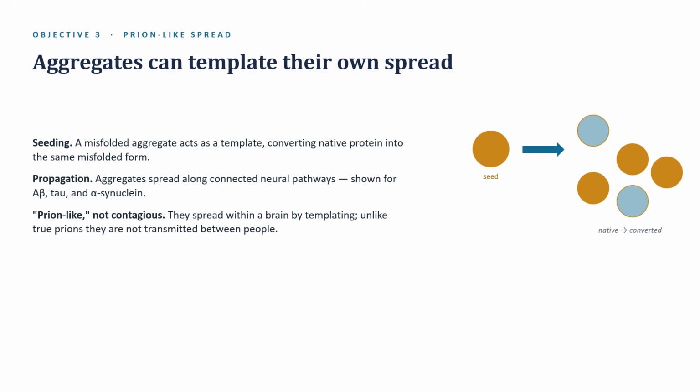But be precise about the language. Prion-like means it spreads within a single brain by templating. It does not mean these diseases are contagious between people. Alzheimer's and Parkinson's are not transmittable the way a true prion disease can be. That distinction is a favorite exam point, so keep it sharp.